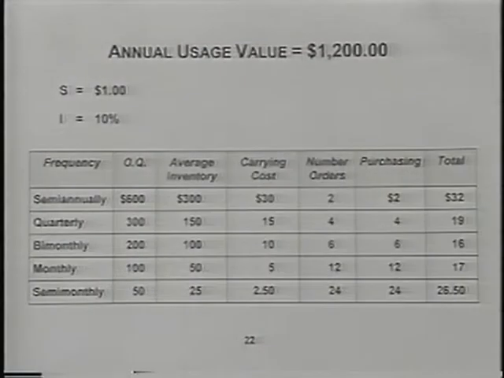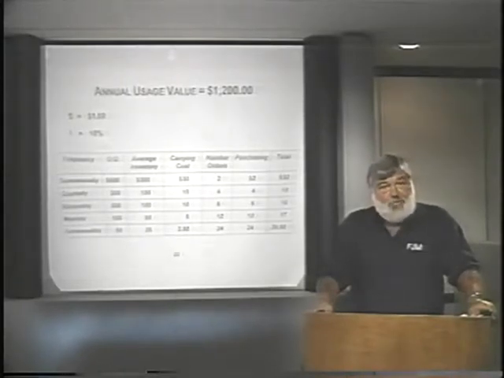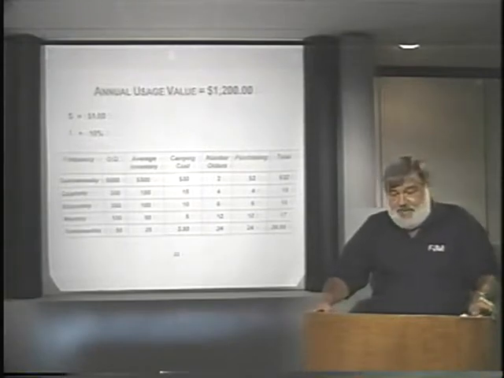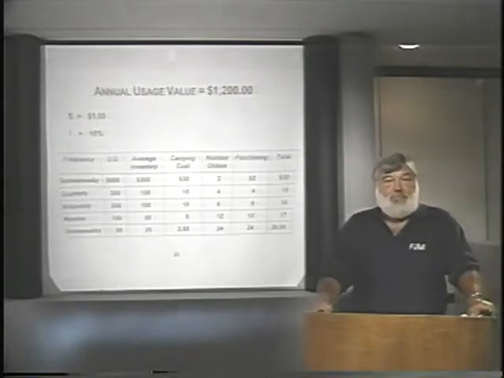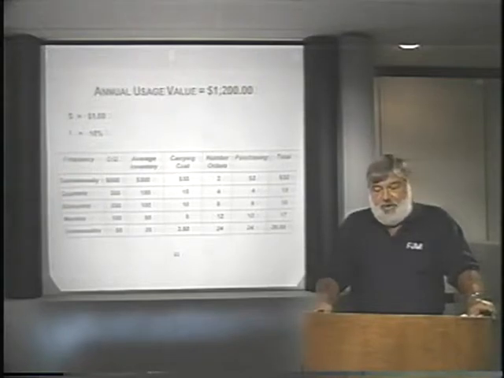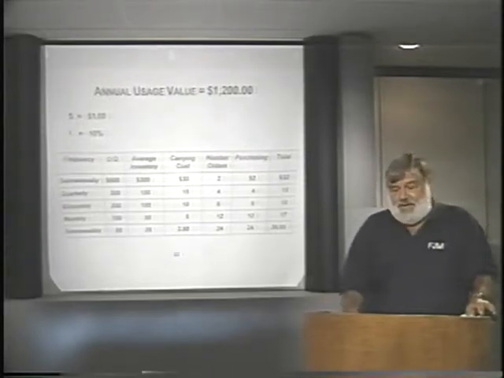The carrying cost is a byproduct of multiplying the average inventory by the carrying cost percent. So if I have an average inventory of $300 for the semi-annual procurement program, and I multiply that $300 by 10% or 0.10, I get $30. Since we have two orders per year under semi-annually, and a purchase order cost is $1 per order, then my purchasing cost, the second column from the right, is $2. And if I add the carrying cost of $30 to the purchase cost of $2, I have the total cost of $32. And that's how that column on the right-hand side is developed.